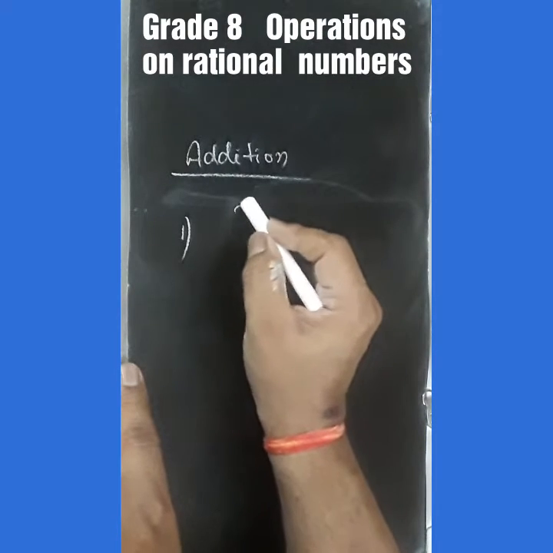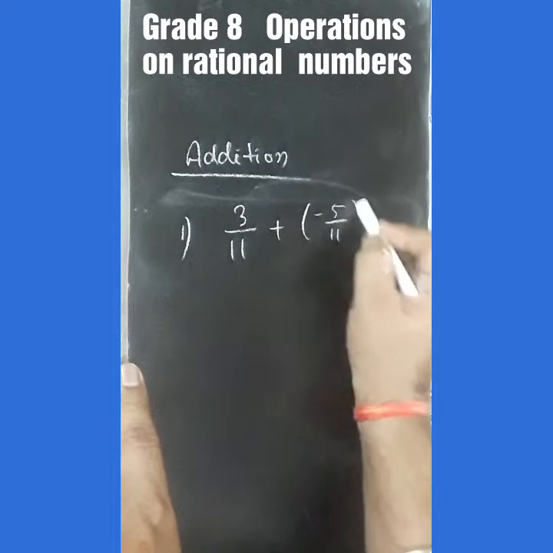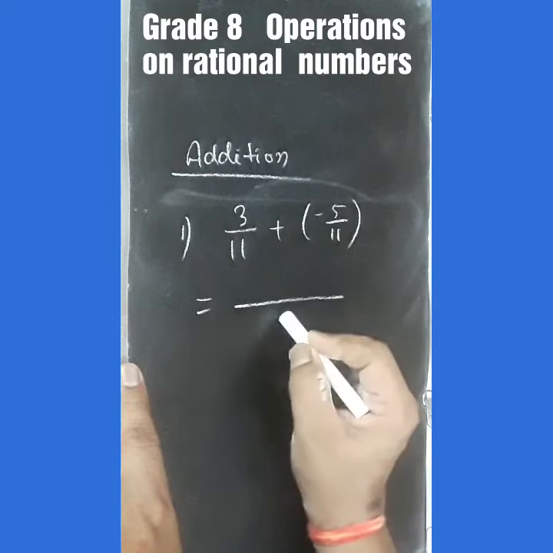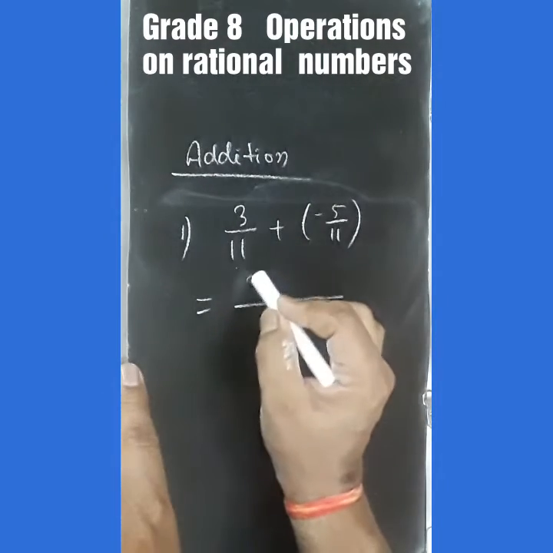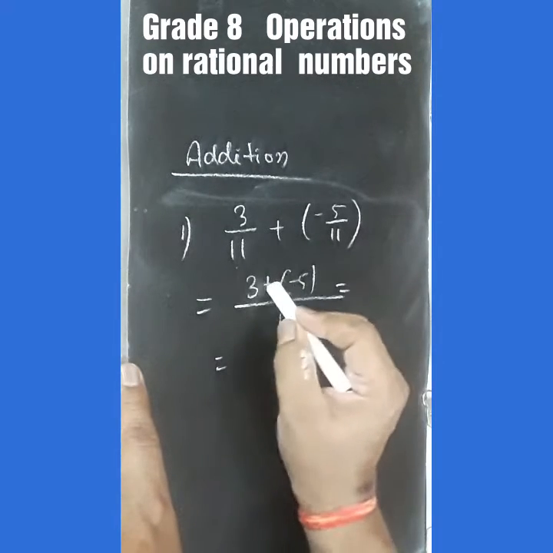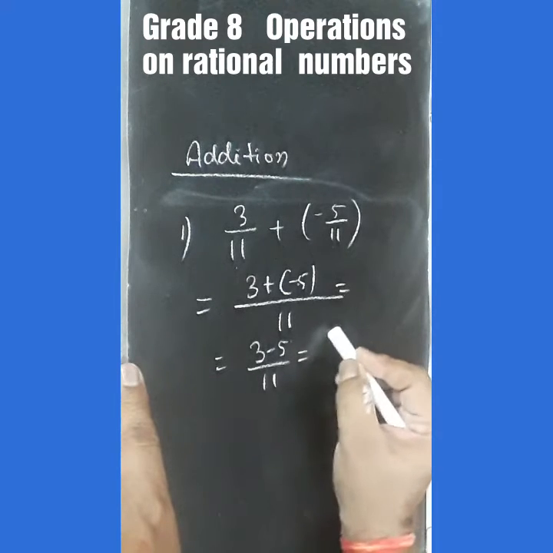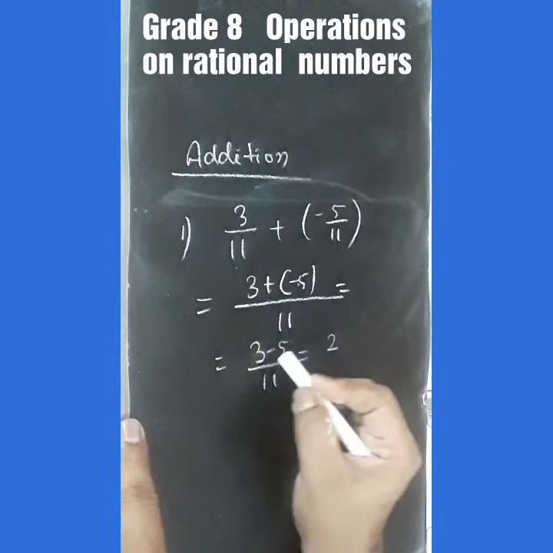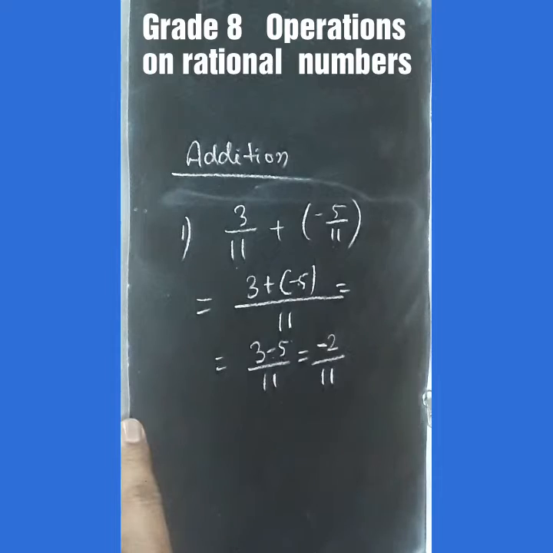Suppose we have to add 3 upon 11 and minus 5 upon 11. Here we can do it like this. We will write the common denominator here. Now we are going to add their numerators, 3 plus minus 5, and we know that plus into minus is minus, so we will find their difference. We get 2, and the number with greater absolute value is 5. It has a negative sign, so we will write minus 2 upon 11. In this way we will add.